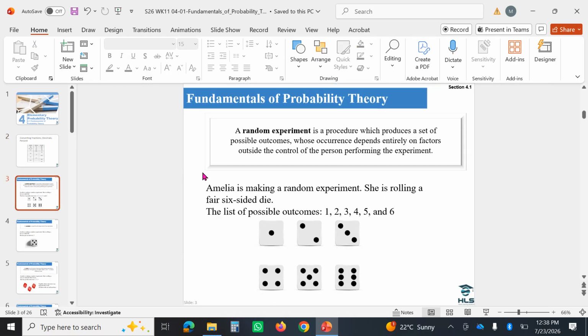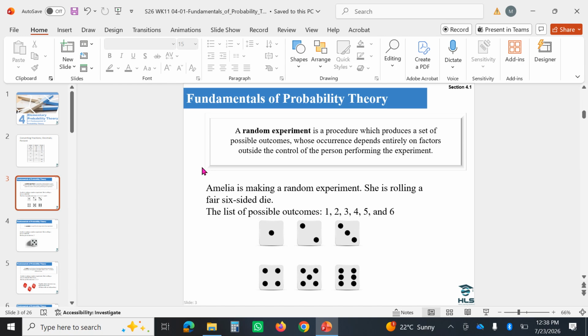So welcome to the fundamentals of probability theory. A random experiment is a procedure which produces a set of possible outcomes whose occurrence depends entirely on factors outside the control of the person performing the experiment. Makes perfect sense, right? We want an experiment to happen like it would in nature. I don't want to be a part of it. I just want to observe it. It's what we call a random experiment.